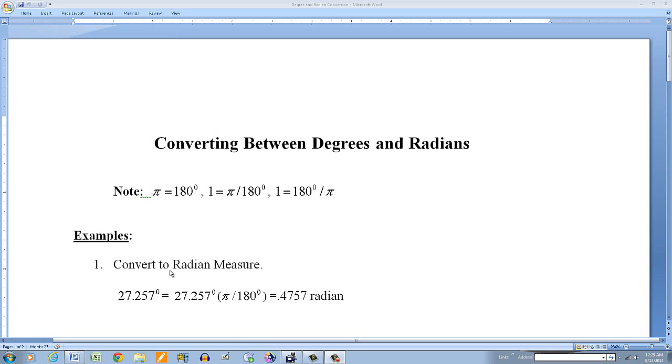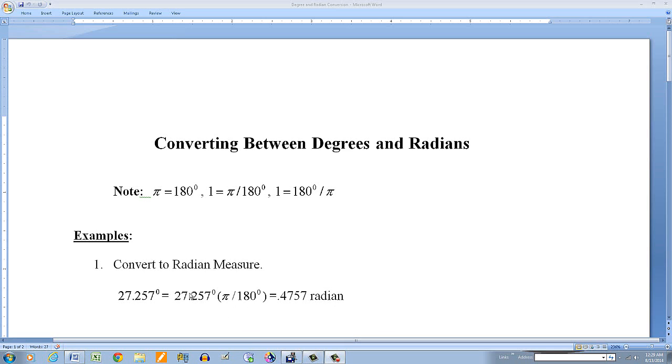So let's look at the first one. This one says convert to radian measure. So I have 27.257 degrees and I want that in terms of radians. Since I want radians, I'm going to multiply by pi over 180. So remember, this is read pi radians over 180 degrees. So the degrees are on top over here and on the bottom over here, so those are going to cancel out. So the answer is going to come out in radians.